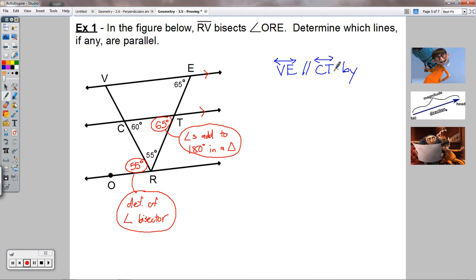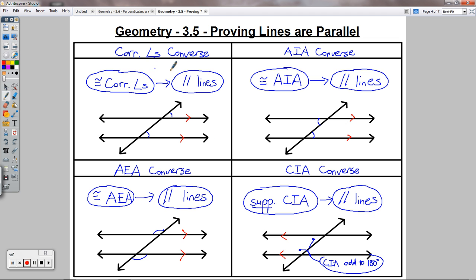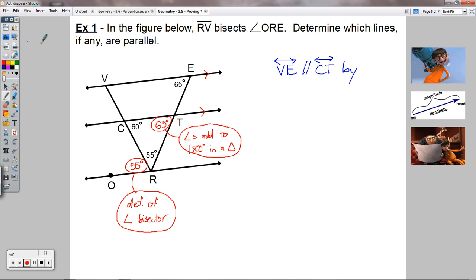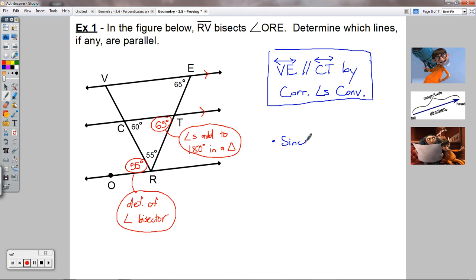by, and what's the reason there? Corresponding angles congruent implies that you have parallel lines. That's right here. That's the corresponding angles converse. So I can say the corresponding angles converse if I have to give a justification. And I'll just abbreviate converse like that. And then from there, what else did we say about these two? We said they weren't parallel. Let's just give that reason. Let's write that reason down here.